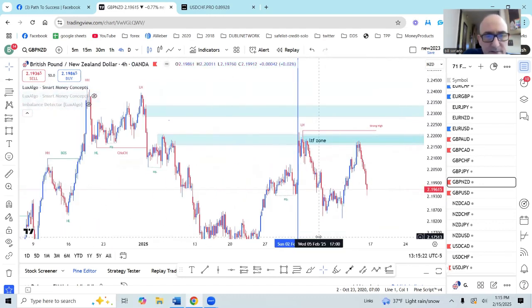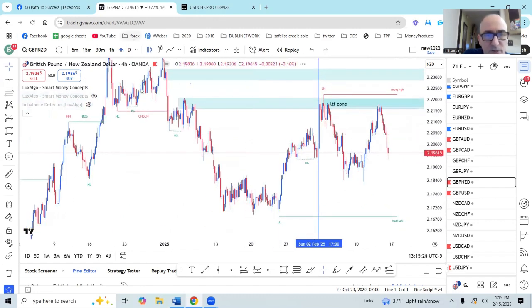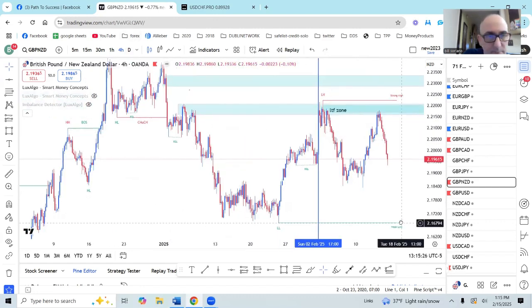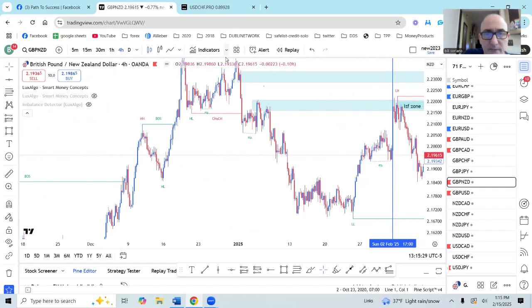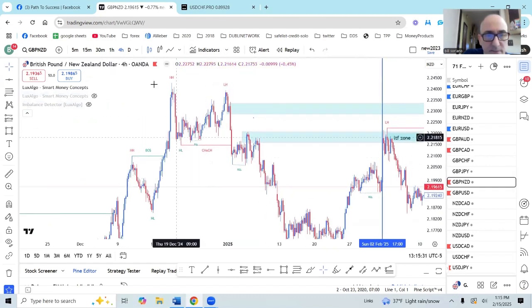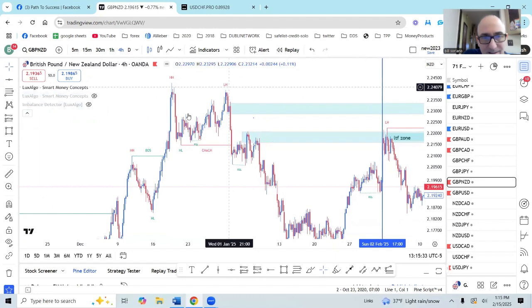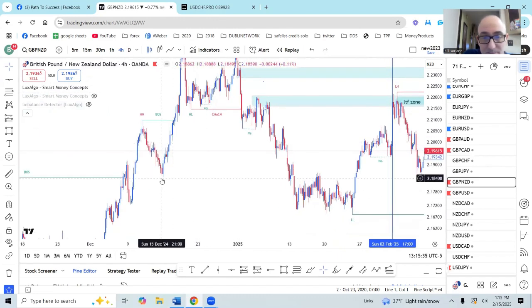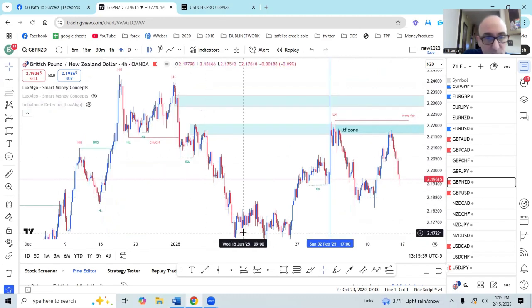So again, this is what the market structure looked like. Obviously it was up, and we got this change of character here. Again, to me, guys, the change of character comes in all the way down here. But either way, you get a move now to the downside.